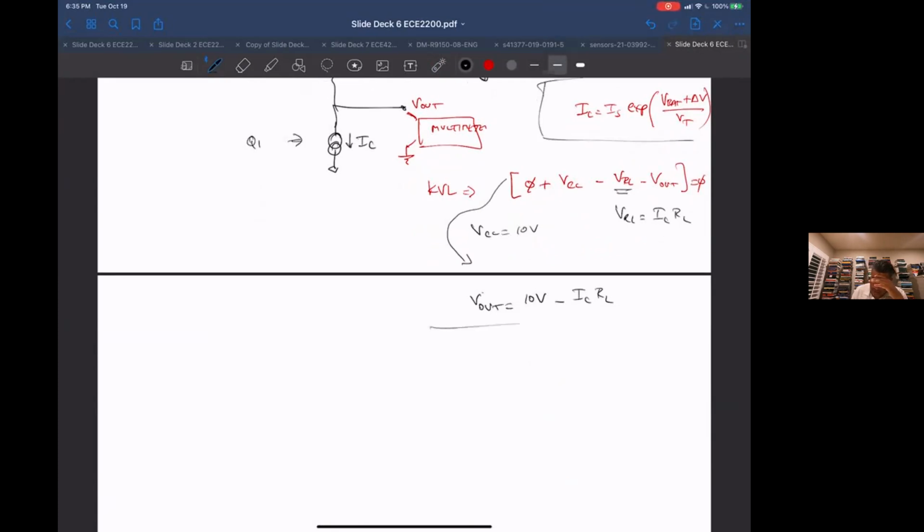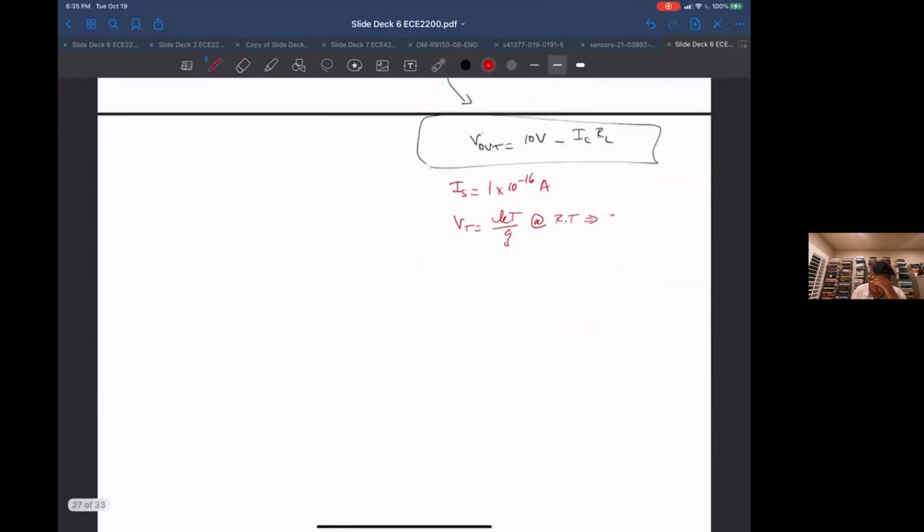Now, this is what it looks like. Let's look at a few examples. Let's say I sub S, for this transistor, is 1 times 10 to the minus 16 amps. And V sub T is kT over q. Let's say we are at room temperature, so this is approximately 26 millivolts.